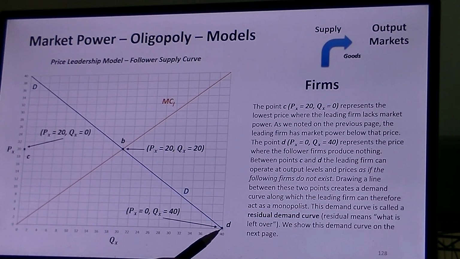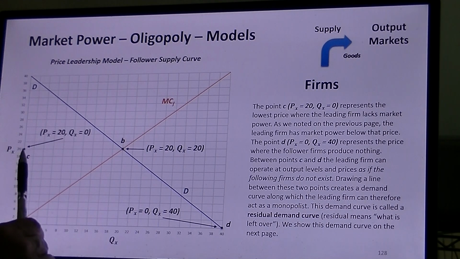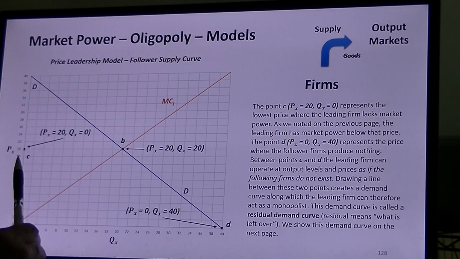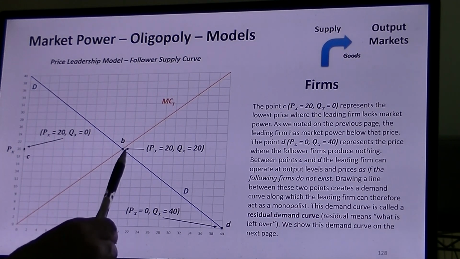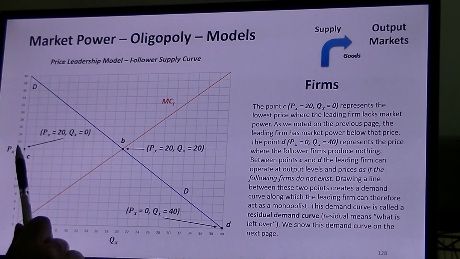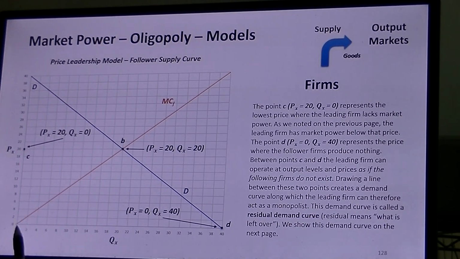They have complete market power. If they set the price at zero, then they would have complete control over the market. The follower firms would be willing to produce nothing. So this point of 20 is the highest price that the firm can produce without the follower firms, and above this price, the firm would have no market power. Below this price, the firm has market power.